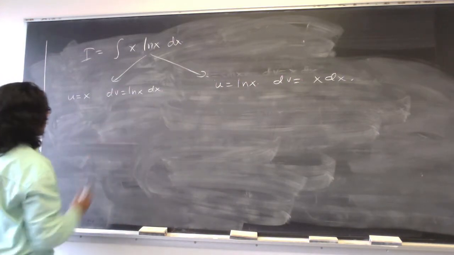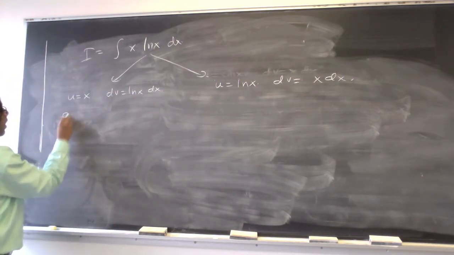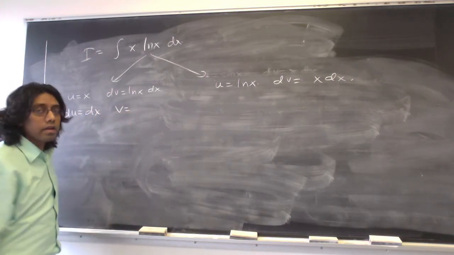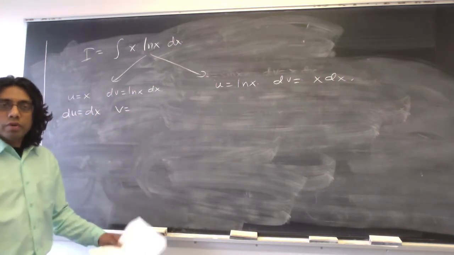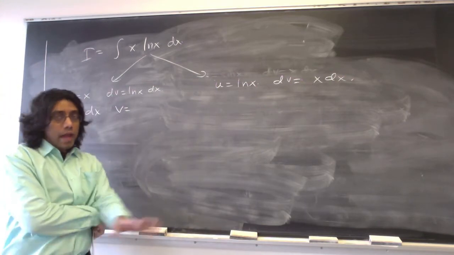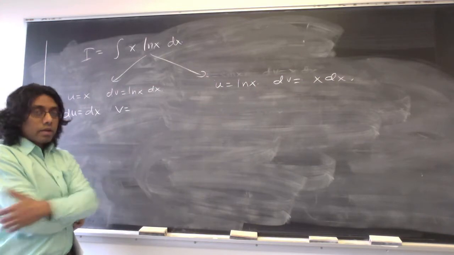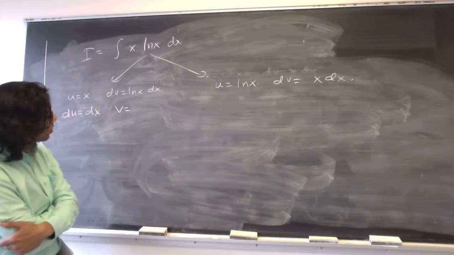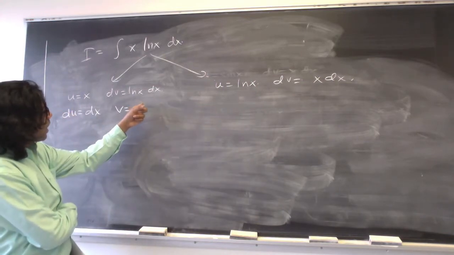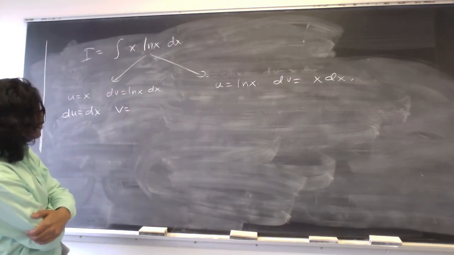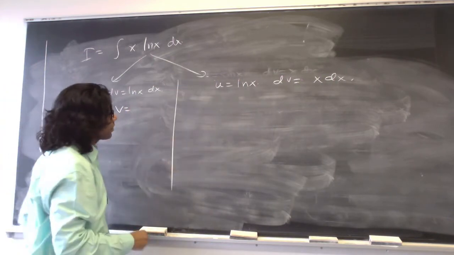Suppose you do this first one, right? Now here you have du equal to dx and v is the antiderivative of the natural log of x. What do we know about the antiderivative of the natural log of x? At this point, not much, right? We will find out what the antiderivative of the natural log of x is, but as of right now, we don't really know, and so we cannot really proceed with this.